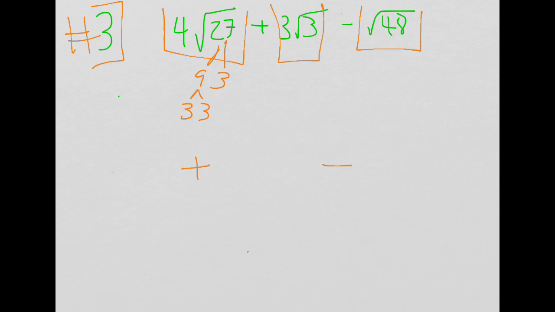8 can be broken down into 3 2s. 27 can be broken down into 3 3s. 64 can be broken down into 3 fours, and then 125 can be broken down into 3 fives, and 216 can be broken down into 3 sixes.